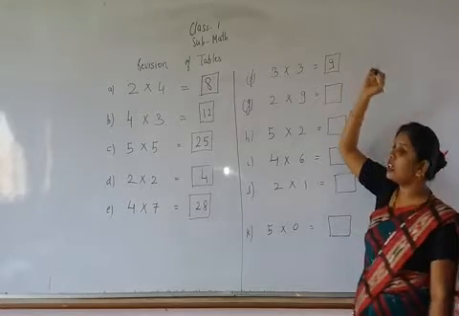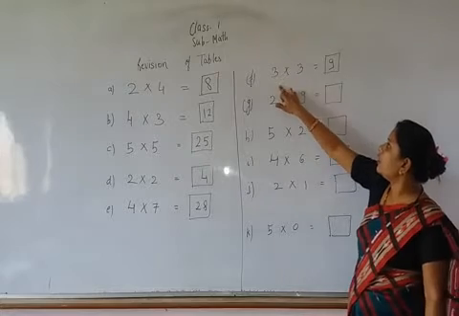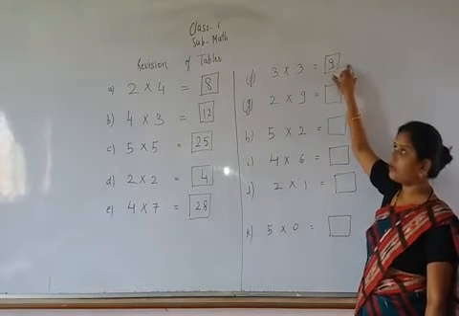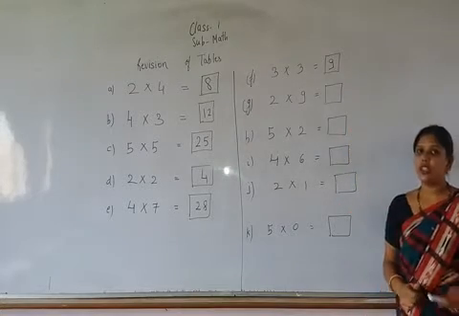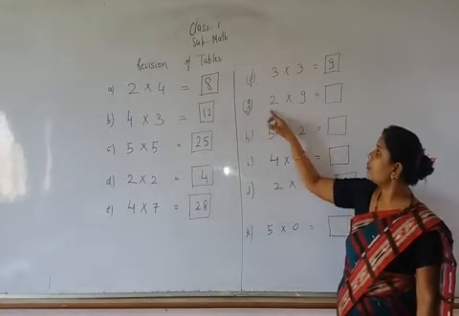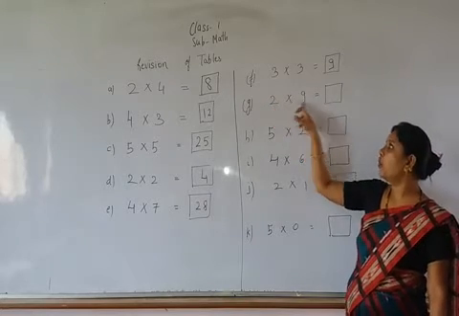So what is the answer? 9. 3 3s are 9. And we can read it as 3 into 3 is 9. Now next question. What are the numbers given here? 2 and 9.